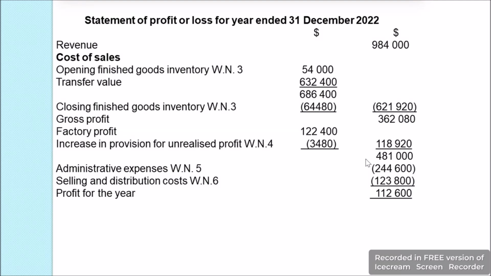So when we add the gross profit and the factory profit, we will get the value as $481,000. Then from there we'll subtract the administrative expenses, which we calculated in the fifth working notes as $244,600. Then we'll subtract the selling and distribution expenses, which we calculated in the sixth working notes as $123,800. Then we'll get the net profit for the year as $112,600.